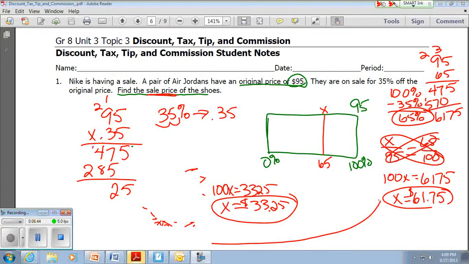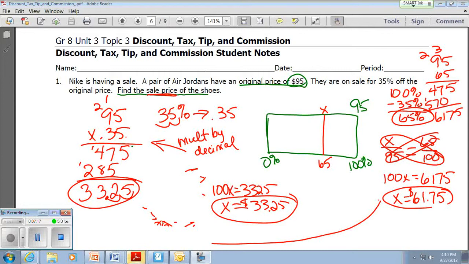So that's 33. I have two decimal places, so 2 over, 33.25. So 35% of $95 is 33.25. So this is another strategy. Multiply by the decimal of your percentage. So when you're looking for a percent of a number, that's an easy, fast way to come up with that.